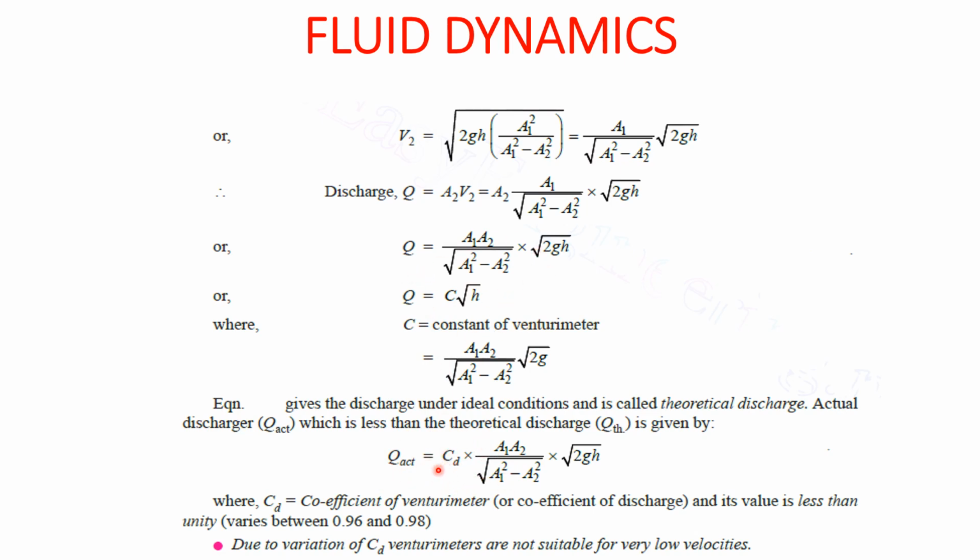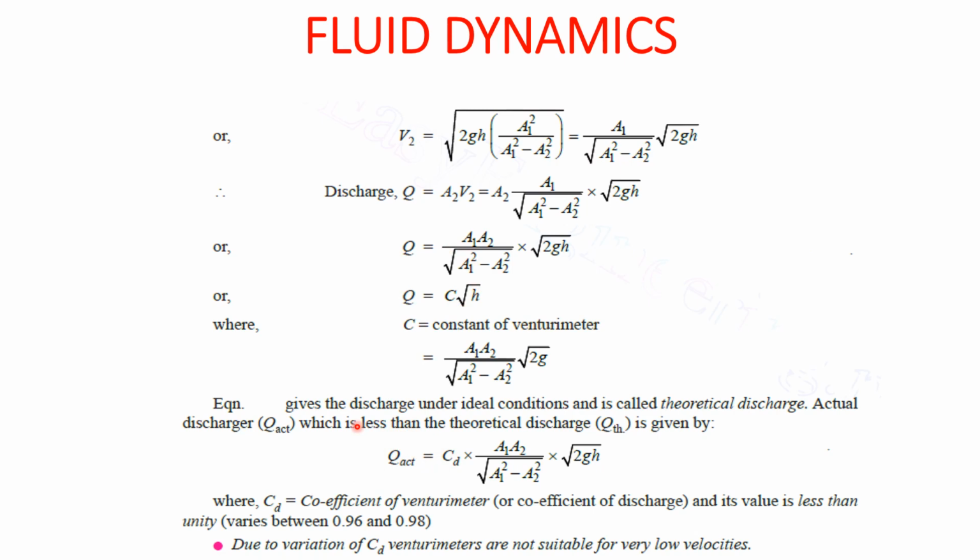So now this value of Q which we have derived is nothing but the value for theoretical discharge. For actual discharge, there is one concept of coefficient of discharge. When we multiply this theoretical discharge by coefficient of discharge, we will get the actual discharge is equal to coefficient of discharge, that is CD, into A1 A2 divided by under root A1 square minus A2 square into under root 2GH. Now for the constant of venturimeter, that is CD, the coefficient of discharge, the value always varies between 0.96 to 0.98, means there is a very less difference between the theoretical discharge and the actual discharge.